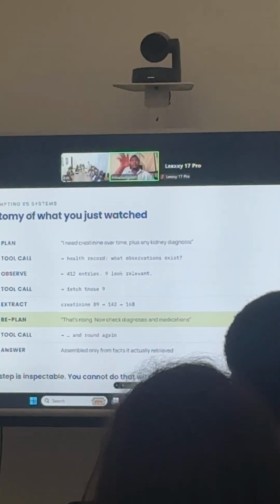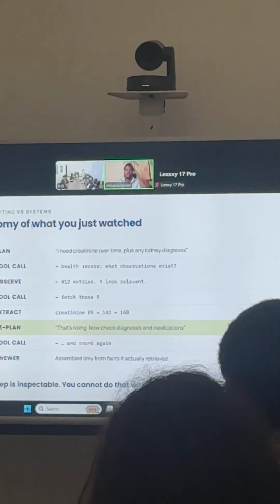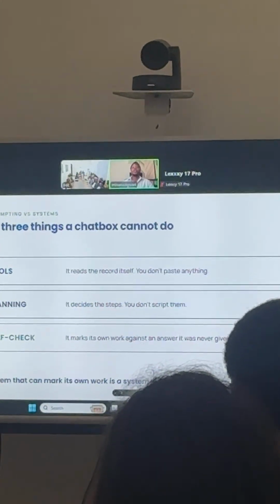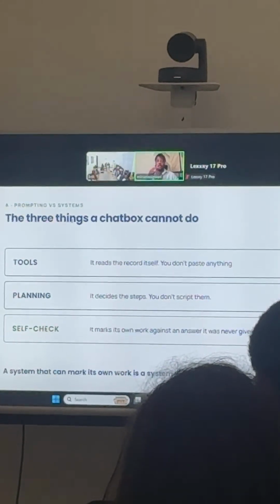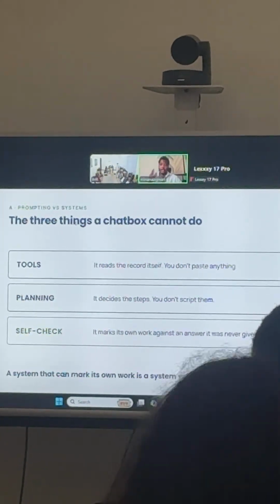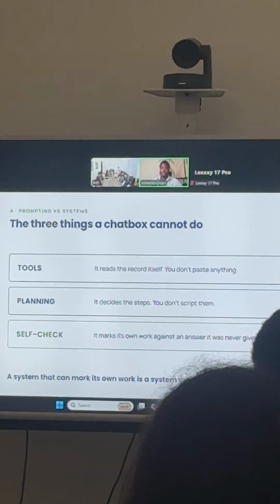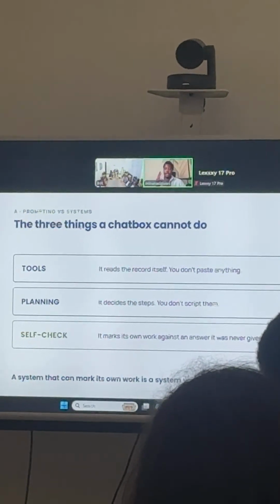And this is just a basic way of explaining how the tool works. So the three things that chatbots cannot do: they cannot call tools, they cannot plan, and they cannot self-check. And this is where agentic systems actually come in handy.